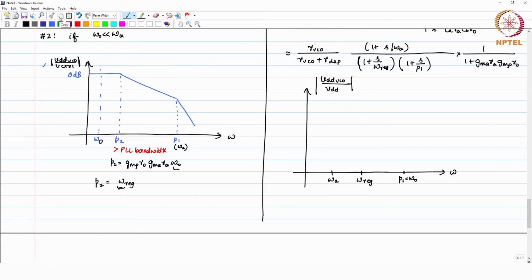So, the first one is, if you look at it, omega A is a 0. So, first you will get the 0 frequency. Here you are going to see a 0 frequency, and then you are going to see the regulator frequency, and then you are going to see P1. So, the transfer function will effectively look something like this. The Bode plot will appear like this. A more smooth curve will look something like this.